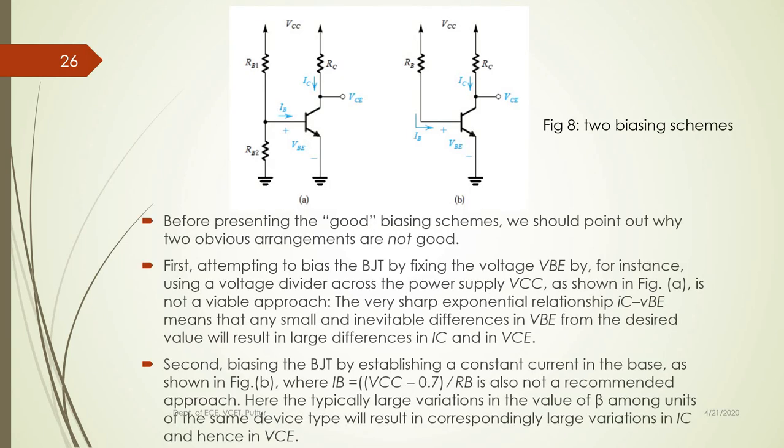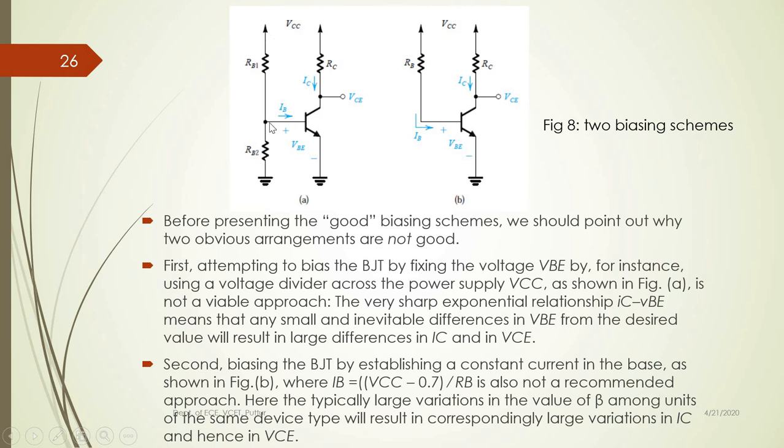Before discussing the good biasing schemes, let us see some of the available schemes which are not approachable. Many schemes are there, and two have been discussed here. The first figure is a biasing scheme by fixing the VB, one of the four considerations. For instance, this is done using the voltage divider, and the power supply is provided for that network.